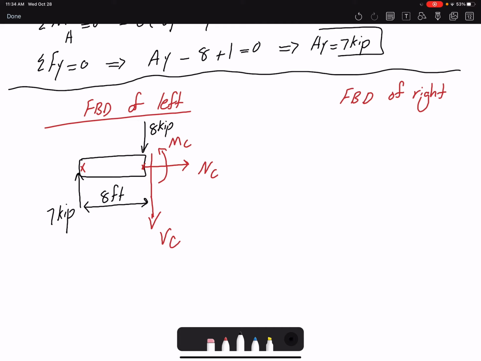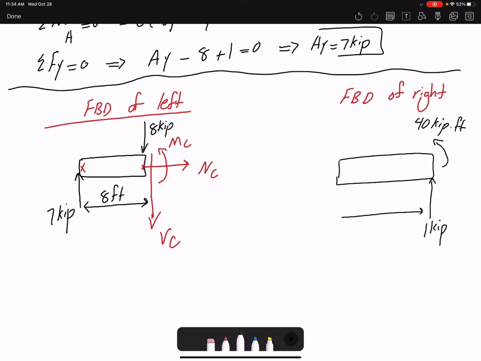And if I want to draw a free body diagram on the left, I have 1 kip here. I already found the reaction forces, 40 kip foot. Here the distance is 16 feet. And now I need to draw the internal loading. I have NC, again positive, creates a tension in the member. VC, shear force, causes the member to rotate clockwise. And MC, creating a positive curvature.